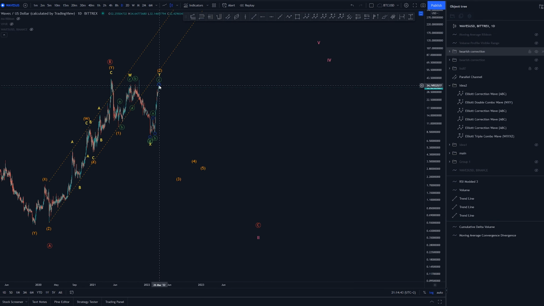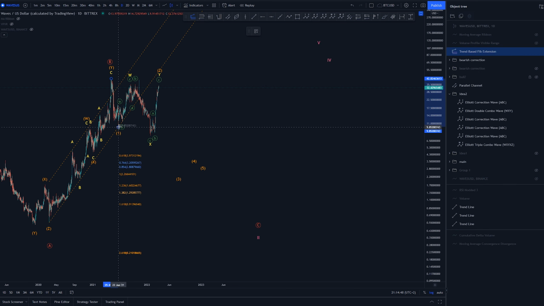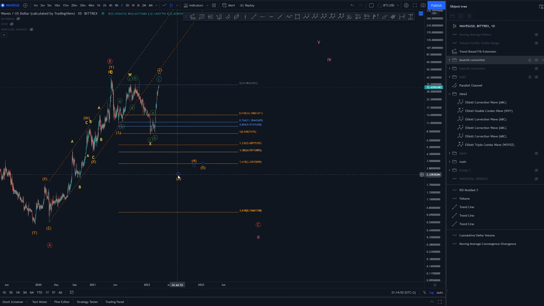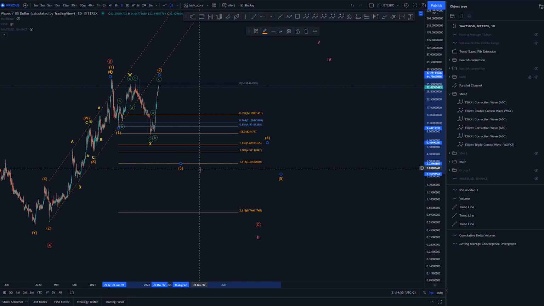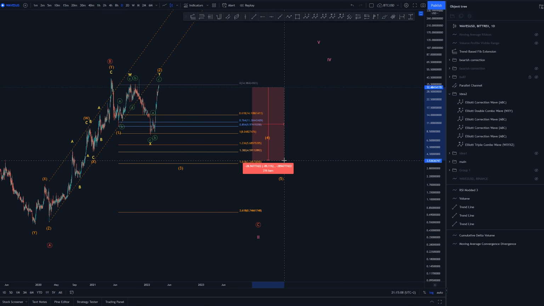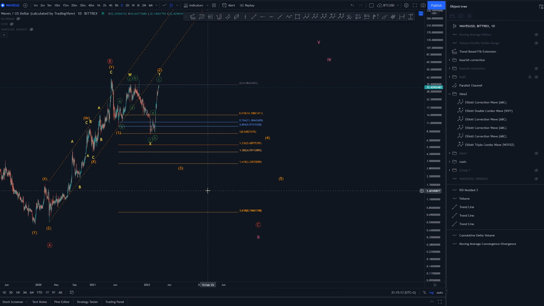If we have saying that we topped here on the wave 2, this is some of the targets. 1.618, I guess most usual target for wave 3, so $3.24, so actually 90% down, right? Yeah, exactly 90%, and that would be some mad gains.